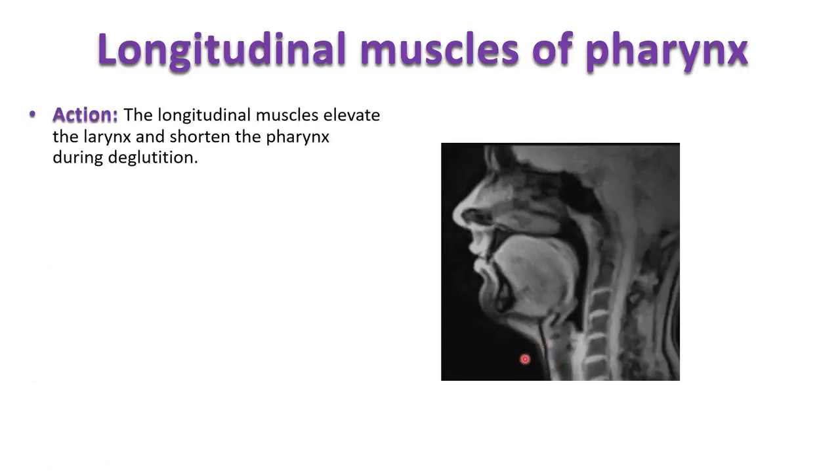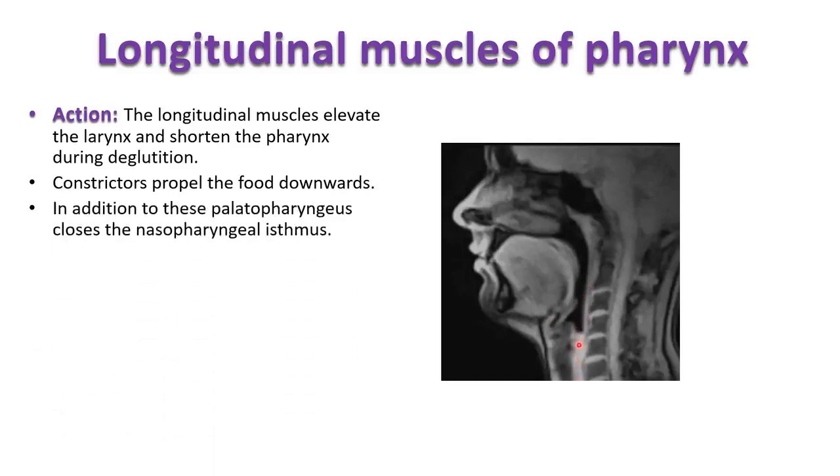Then the additional action is of the constrictors, they propel the food downwards. So they constrict the pharynx, and the bolus goes downwards. This part is constricted and actually it is propelled downwards.